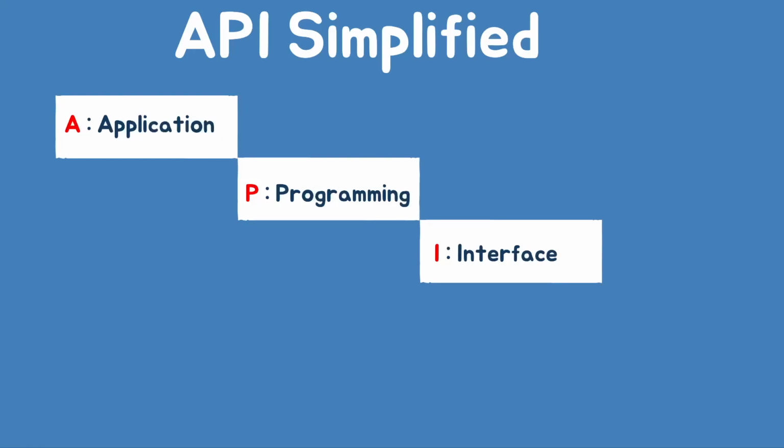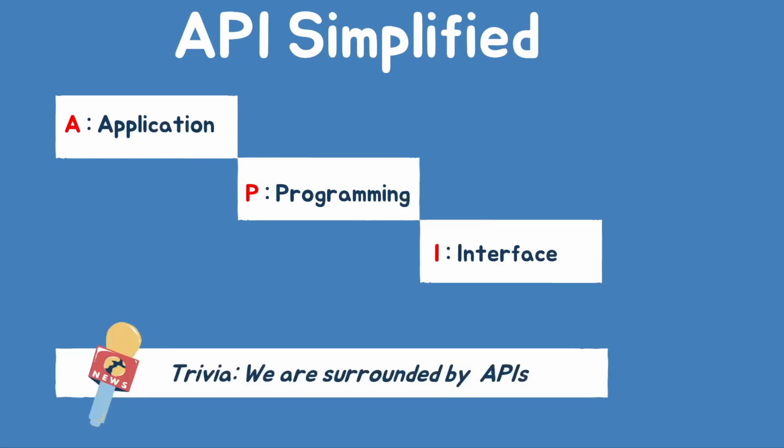Today we are going to simplify APIs. APIs, or application programming interface, are like bridges that let different software systems talk to each other without human involvement. We are surrounded by APIs and using them every time we interact with TV, mobile, and web.